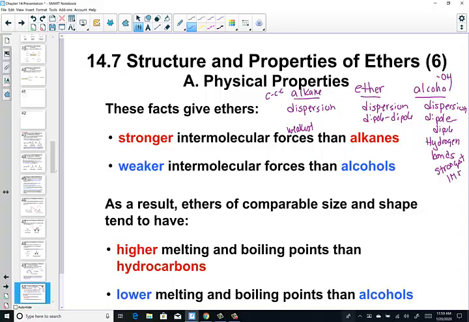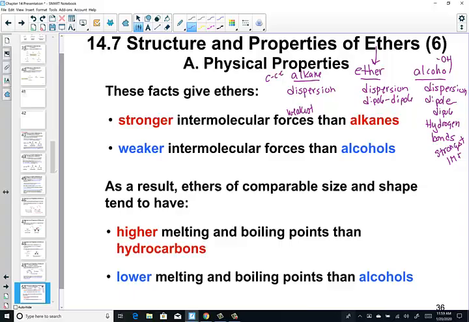And just based on looking at that structure, ethers have stronger forces than alkanes, but weaker forces than alcohols. They lie right between the two. So therefore, of comparable size, ethers have higher melting and boiling points than hydrocarbons, but lower than that of an alcohol. Their qualities lie right between the most boring alkane and the highly energized alcohol functional group.